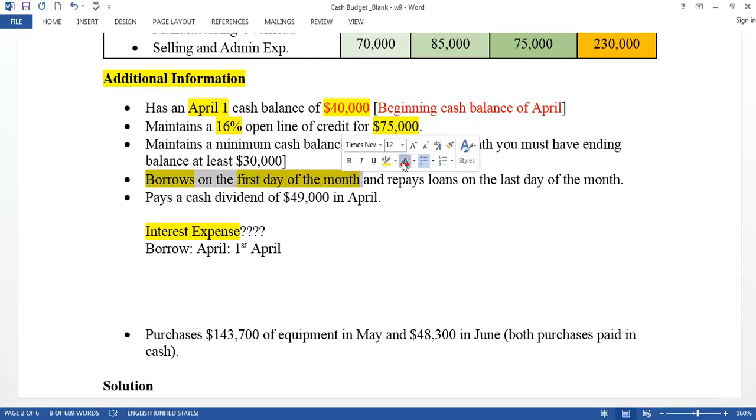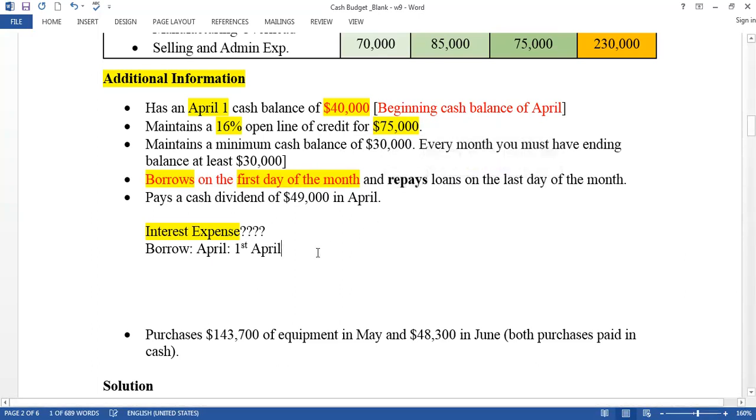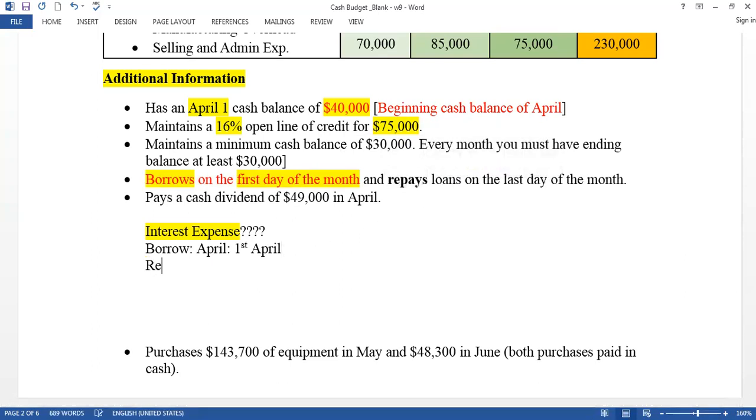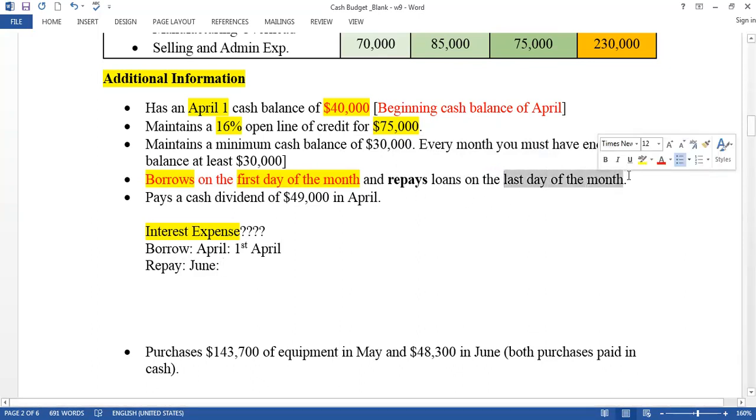Then when you repay this money, we also have an assumption. For example, we repay this money in the month of June. But the question is when in June? Because we have June 1st, June 2nd, June 3rd. What should be the date? The question said to repay this loan on the last day of the month. Last day of the month, right? We don't know when we are going to repay, but this is for example.